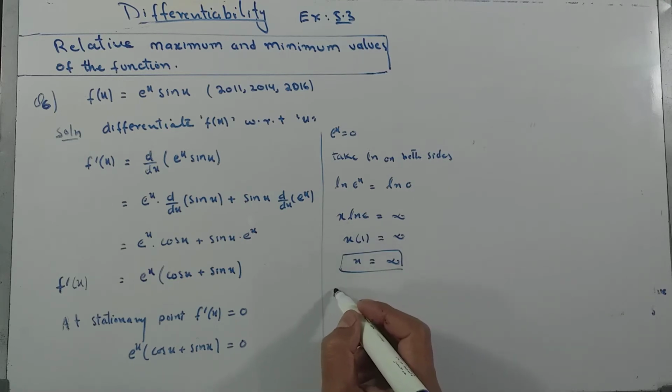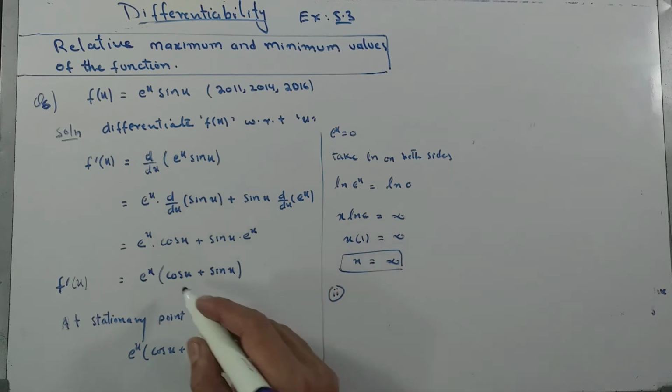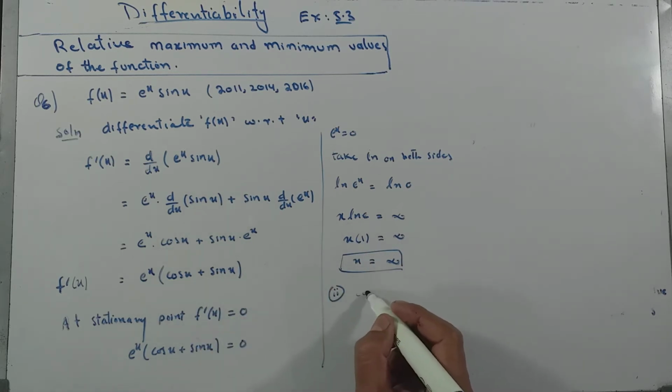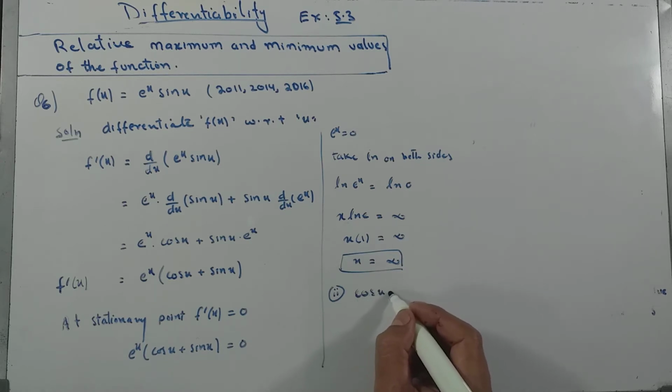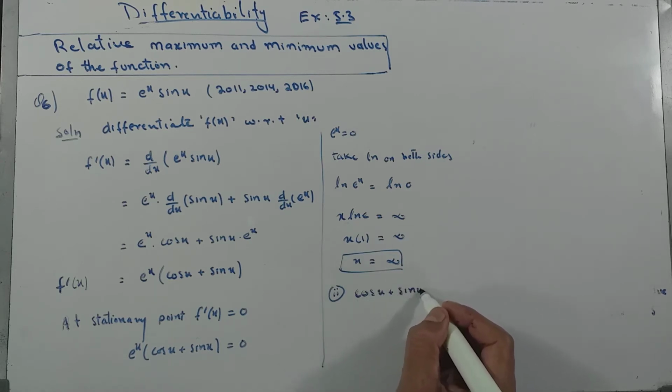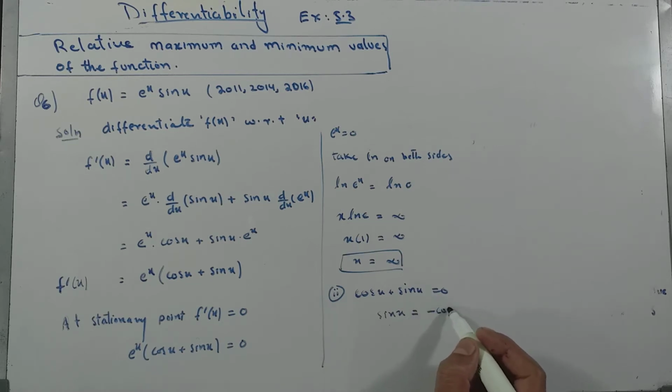For the second value, e^x (cos x plus sin x): cos x plus sin x is equal to 0. Now sin x is equal to minus cos x.